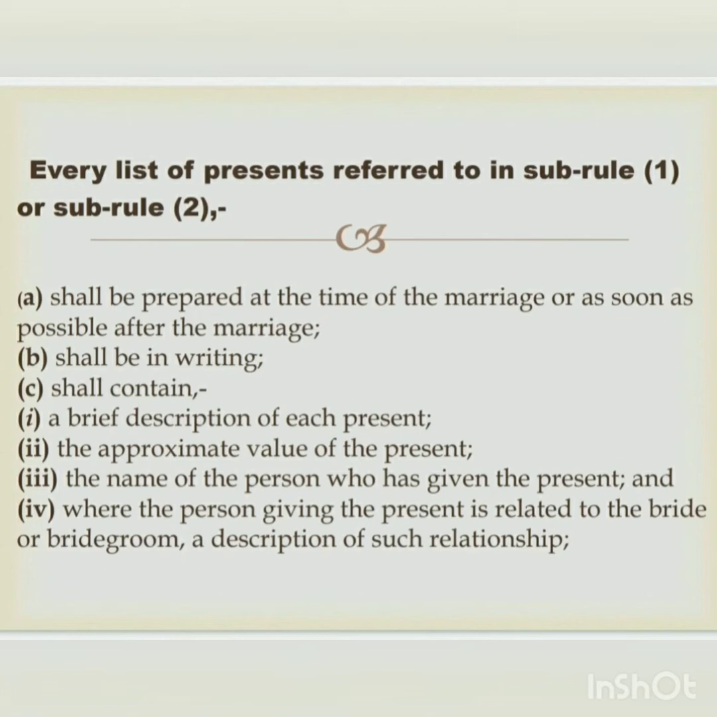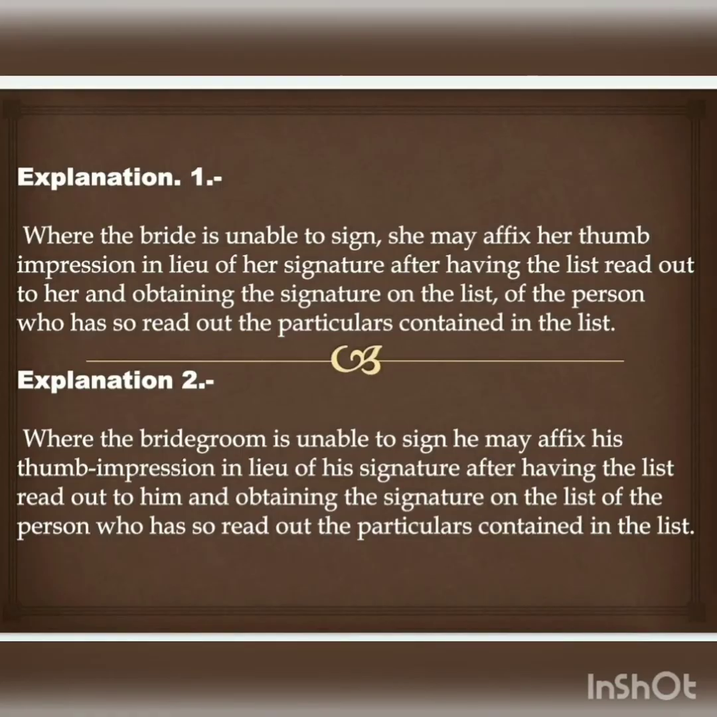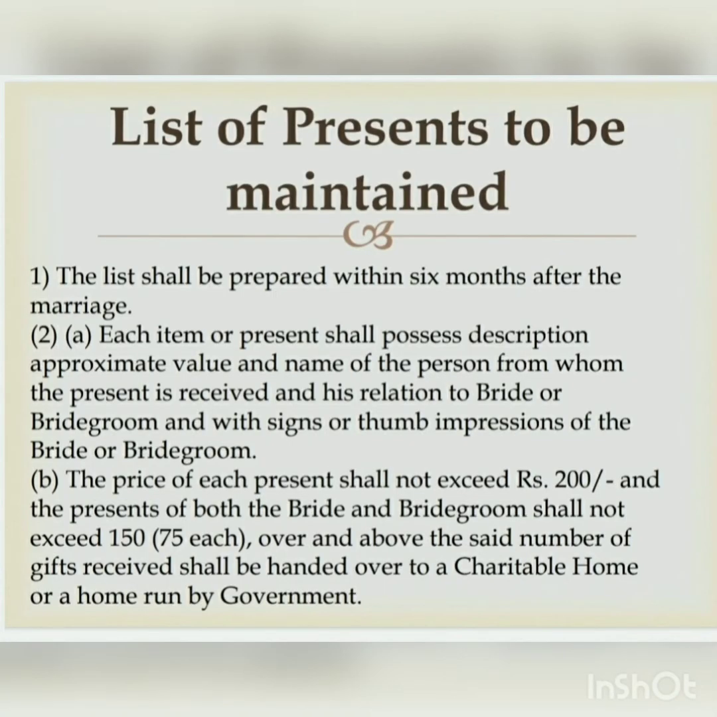List of presents to be maintained. 1. The list shall be prepared within 6 months after the marriage. 2. Each item or present shall possess a description, approximate value, and name of the person from whom the present is received, and his relation to the bride or bridegroom, and with signs or thumb impressions of the bride or bridegroom.